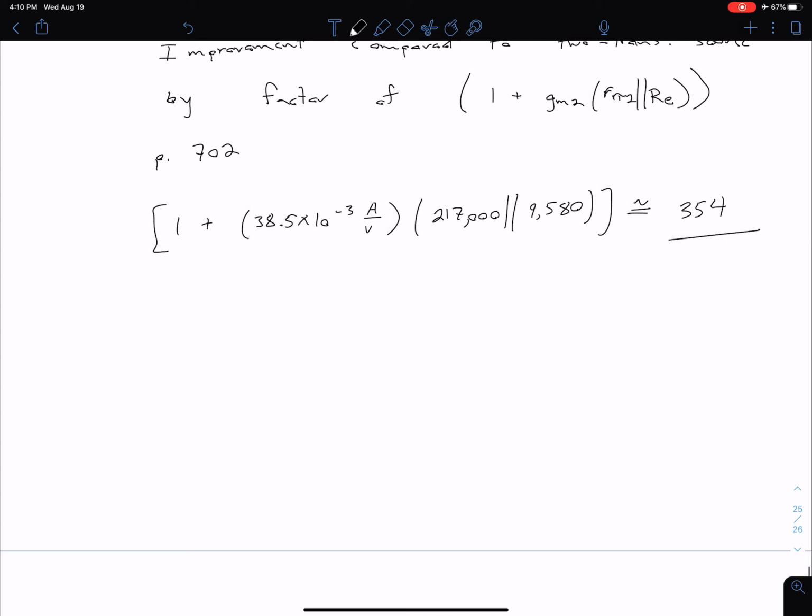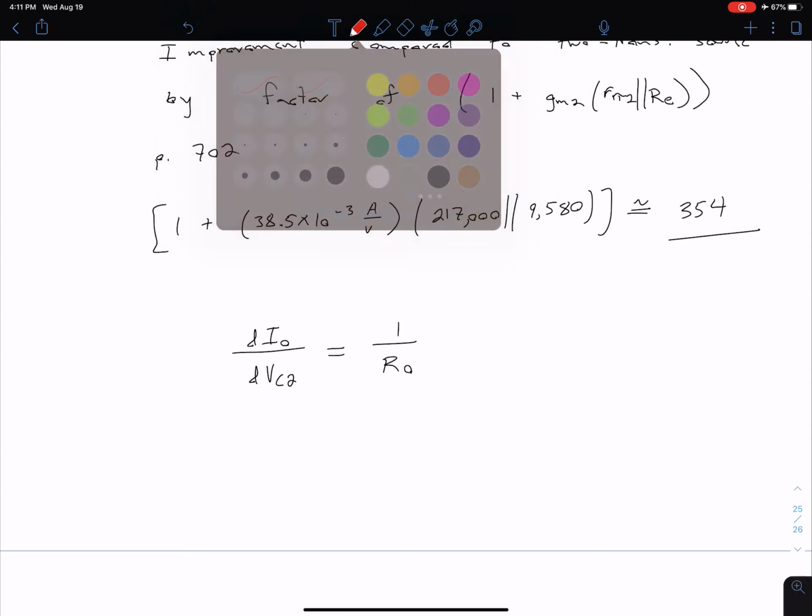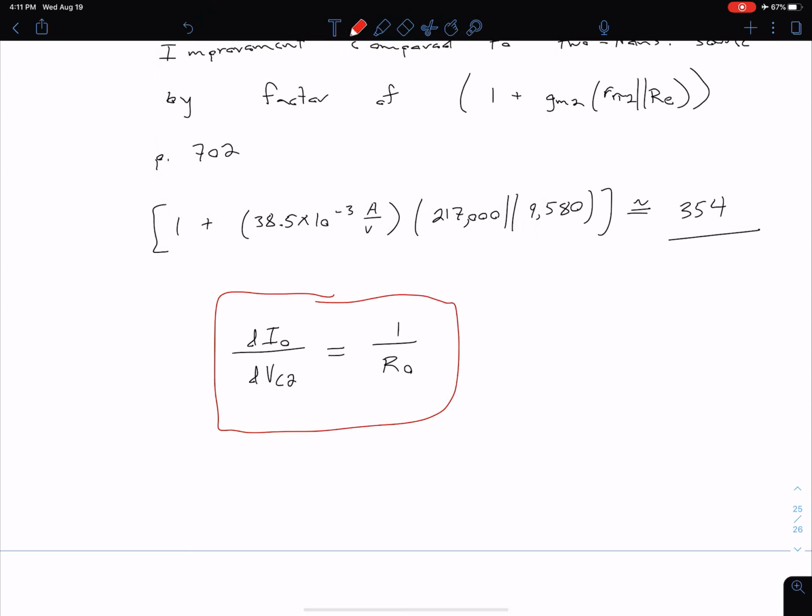And so of course, what is this output resistance really indicating? To go back to what I said at the start of the video, we're talking about changes in our output current, or I out, with respect to changes in our collector voltage on our transistor Q2. We know in general that change is equal to 1 over our output resistance R naught. So as we increase that R naught, we're decreasing the amount that our output current is changing.